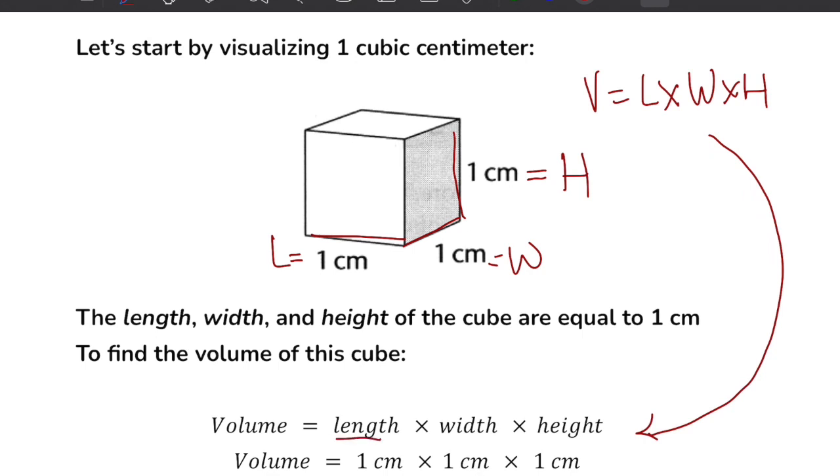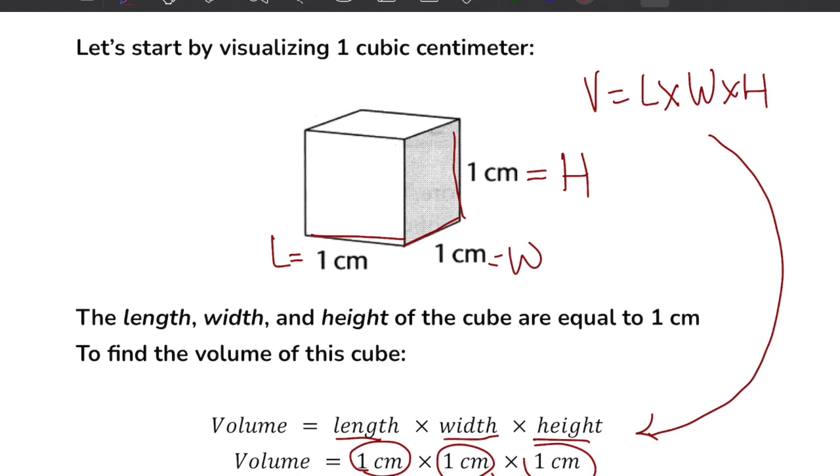So length times width times height, the length is 1, the width is 1, the height is 1. When we multiply these together, we end up with 1. 1 times 1 times 1 is 1. However, the units are centimeters cubed, because we are now talking about three-dimensional space. We're talking about volume, okay?